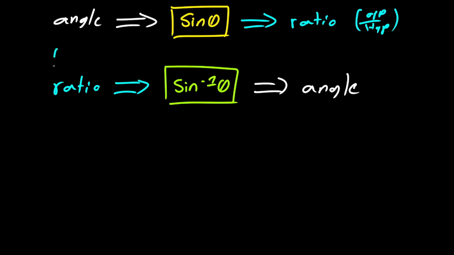Remember that the ratio has to be opposite over hypotenuse. Essentially, what the inverse functions do is that if you give them a ratio, they give you an angle. Now this is the exact opposite of what the sine function does. And it's especially useful for finding angles you don't know if you already know the ratio. So let's do a question to show what I'm talking about.